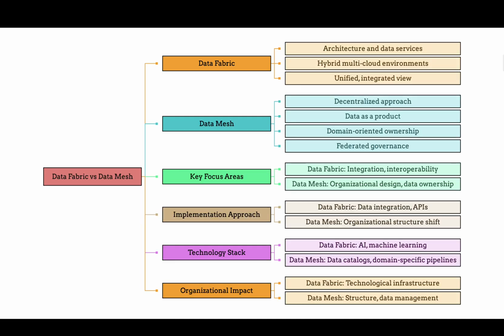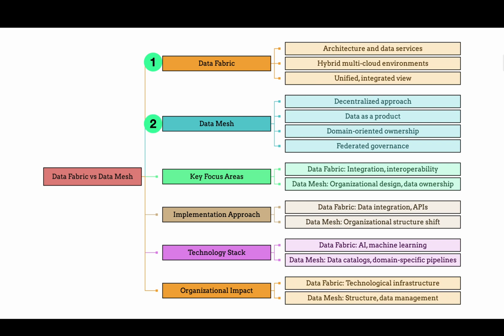Data fabric versus data mesh. 1. Definition of data fabric. A data fabric is an architecture and set of data services that provide consistent capabilities across a choice of endpoints spanning hybrid multi-cloud environments. It's designed to offer a unified, integrated view of data across the organization.